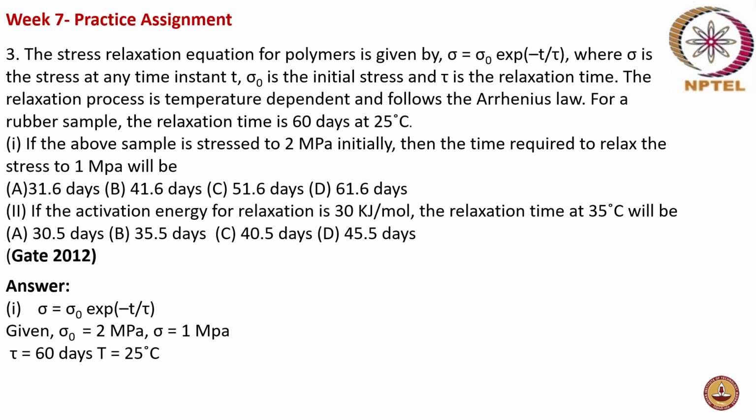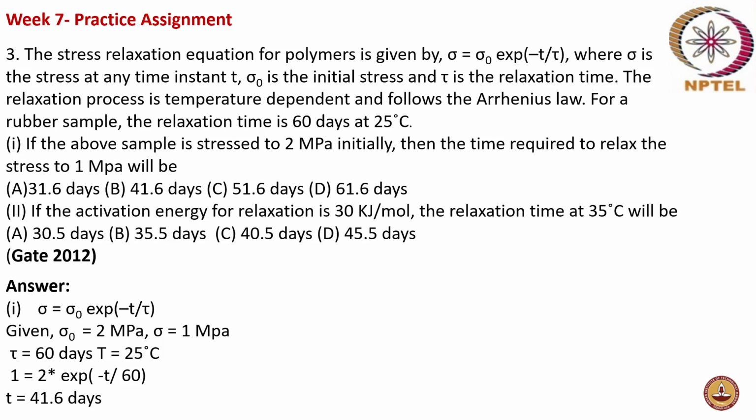For the first part of the question, the temperature is fixed at 25 degrees centigrade and your tau is given, 60 days. Sigma is given, sigma naught is given. The only thing you have to find out is t, that is the time required to relax from 2 to 1 megapascal. Because this is stress relaxation, there will be a constant strain, so obviously the stress starts getting relaxed or reduced. So you can find out the time. That is 41.6 days. You have all the other terms, so the only thing you have to find out is t.